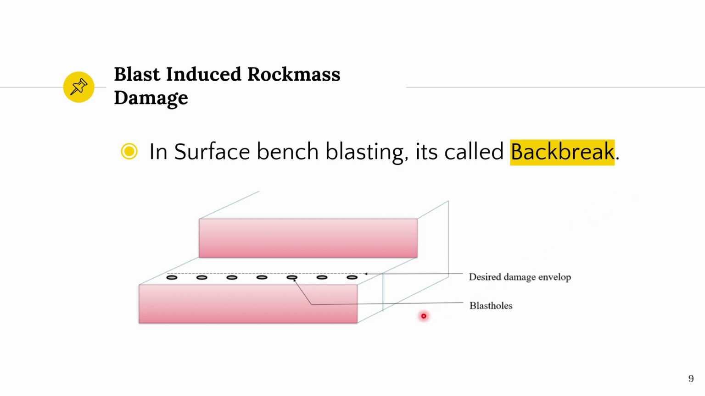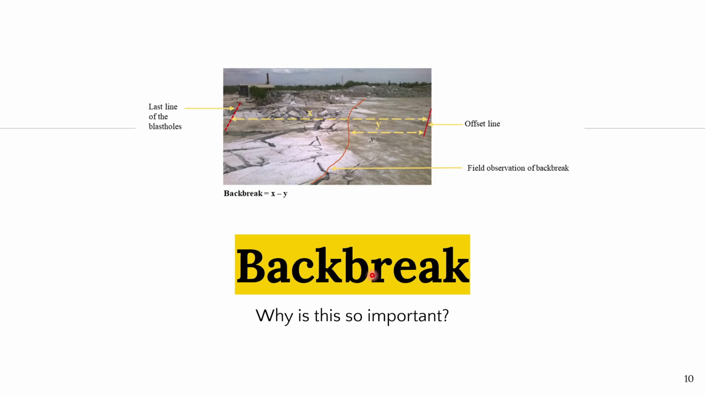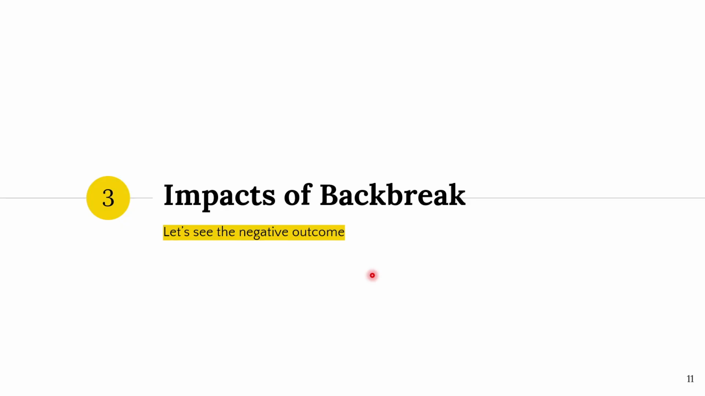Here in this diagram, these circles are the blast holes and this dotted line is the desired damage envelope. However, after the blast, it is found that some extra amount of rock mass has been damaged, and that is shown by the red line, which is beyond the desired damage envelope. That zone is called backbreak. Why is this backbreak so important? Now let's see some negative impacts of backbreak.